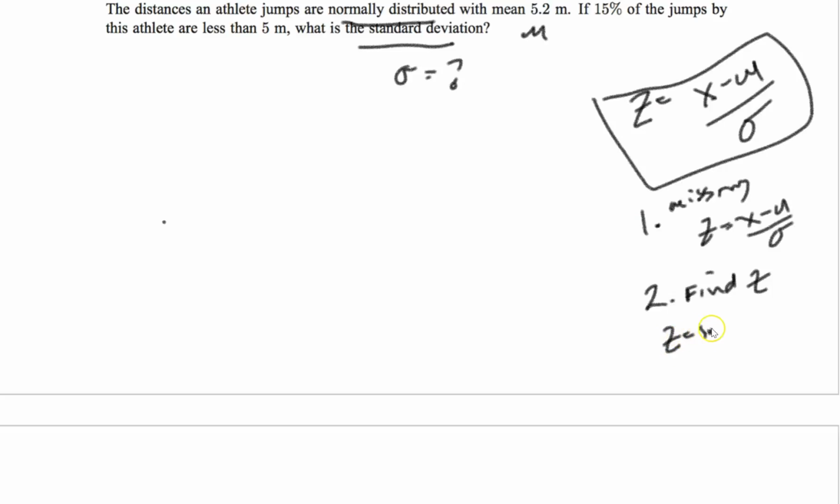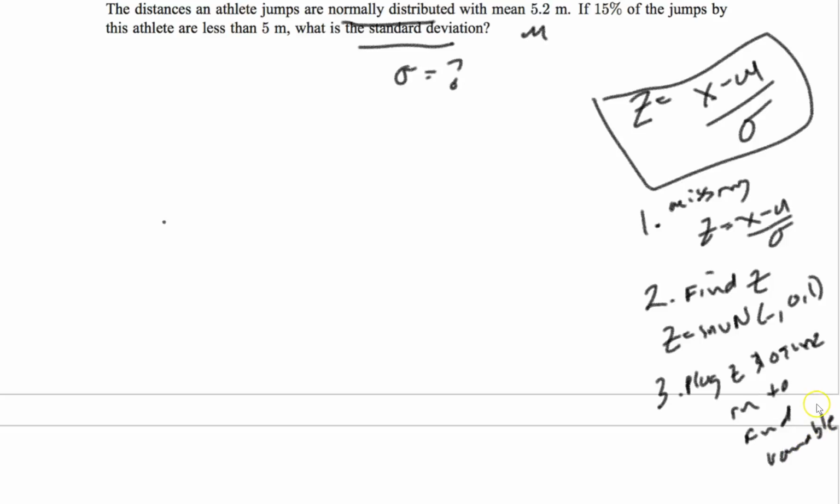That's good news. It's invert normal where my standard deviation and mean are 0 and 1. Because remember, z stands for standard normal. So we're doing the invert of that, and it's 0, 1 always. And step 3, plug z and other given values in to find what you want, to find the variable. So that's the steps. It's 3 steps, right?